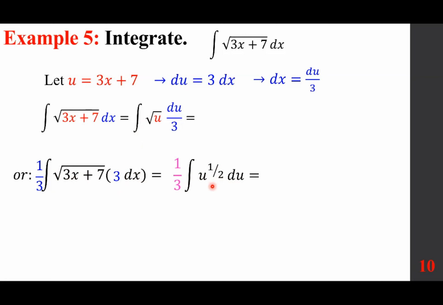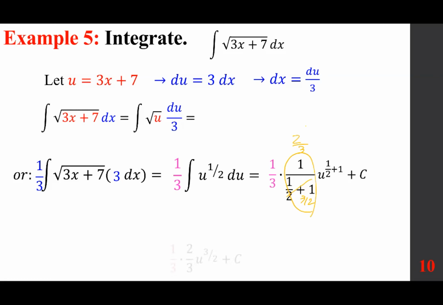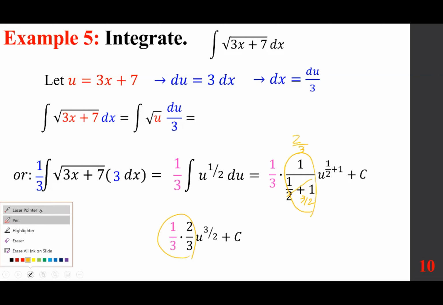Now, this is an easy integration, 1 over 1/2 plus 1 times u to the power of 1/2 plus 1 and a constant. The 1/3 doesn't go away, it's still there. This becomes 3/2. The reciprocal of that is 2/3. We multiply it by 1/3, and it gives us 2/9 u to the power of 3/2, and u is replaced by 3x plus 7.